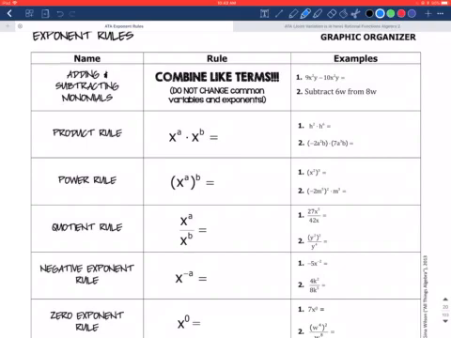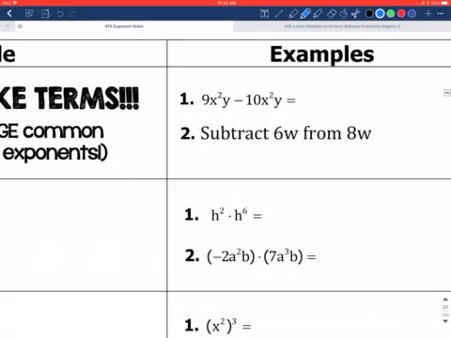So when it comes to adding and subtracting monomials, you will combine like terms. They have to have the same variables and the same exponents, and you do not change those variables or exponents. So if you notice for number 1, we have x squared y, and we also have x squared y here. So our answer will have x squared y in the final answer.